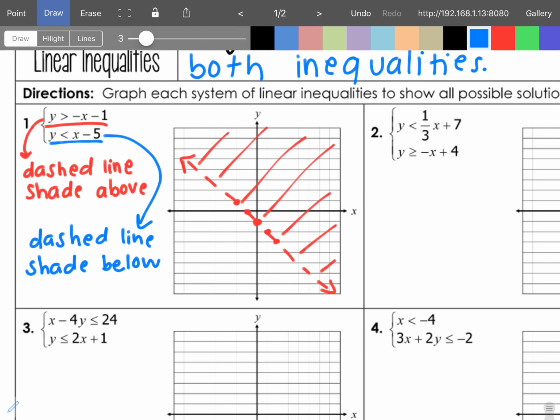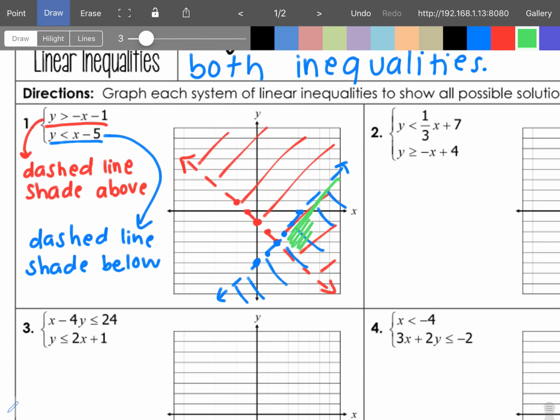Okay, y is less than x minus 5. I'm going to go down 5 on the y-axis, make a point, and then I'm going to rise 1, run 1. Rise 1, run 1. So you see how normally, if we were not graphing inequalities and we were just graphing lines, this point where they meet would be the answer, right? But that's not the case with systems of linear inequalities. Our answer is actually where they both meet in terms of shading. So that tells us that we just did a dashed line and shade below. So below is this way. Where do they meet? They meet right here.